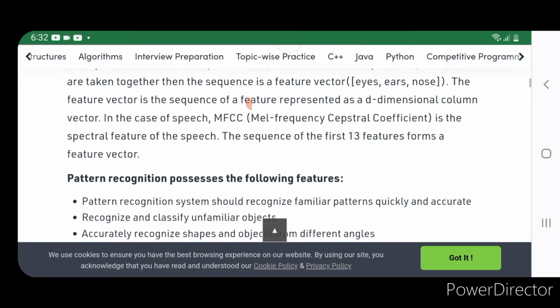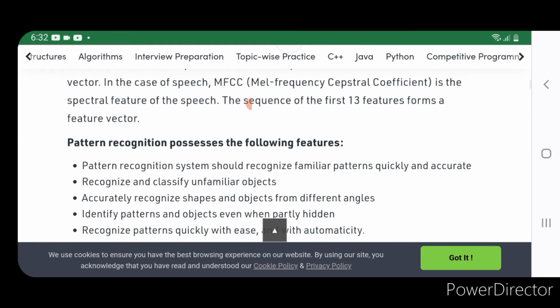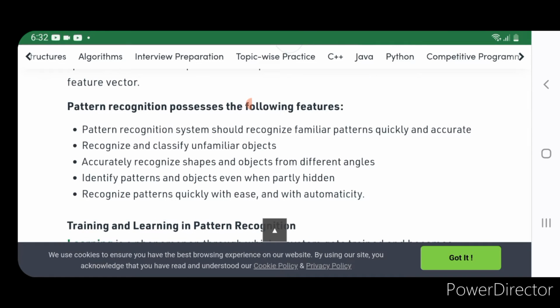Pattern recognition possesses the following features. Number one, a pattern recognition system should recognize familiar patterns quickly and accurately. Number two, recognize and classify unfamiliar objects. Number three, accurately recognize shapes and objects from different angles. Identify patterns and objects even when partly hidden. Recognize patterns quickly, with ease and automatically.